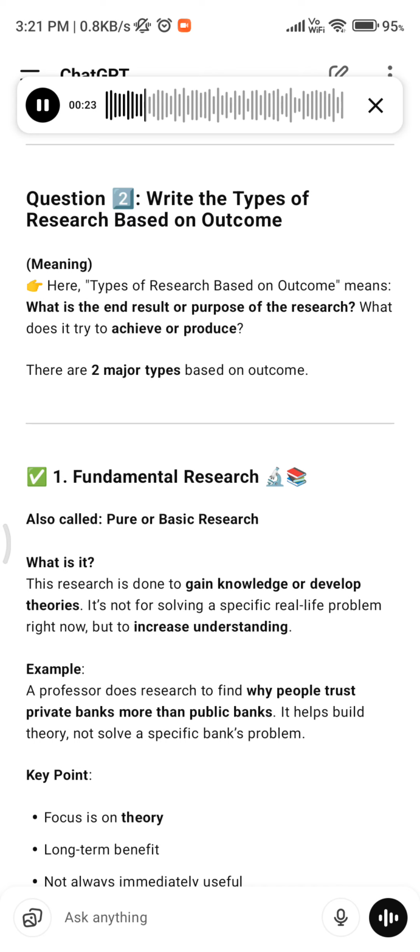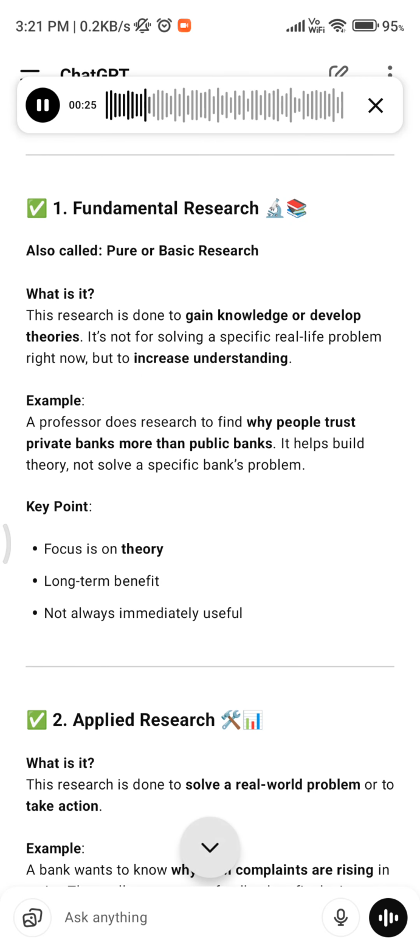1. Fundamental research, also called pure or basic research. What is it? This research is done to gain knowledge or develop theories. It's not for solving a specific real-life problem right now, but to increase understanding. Example: a professor does research to find why people trust private banks more than public banks. It helps build theory, not solve a specific bank's problem. Key point: focus is on theory, long-term benefit, not always immediately useful.